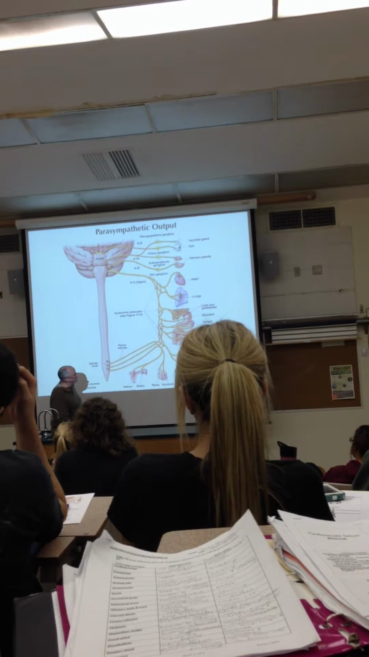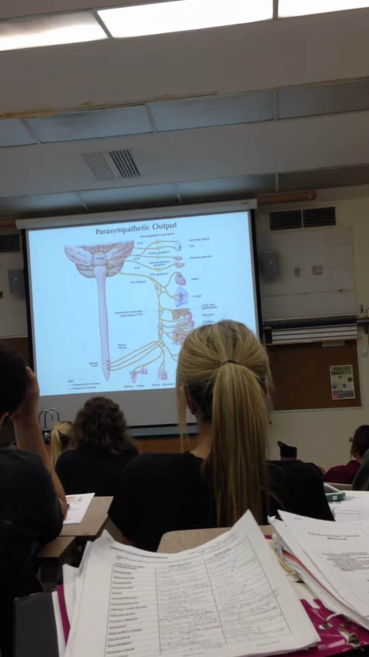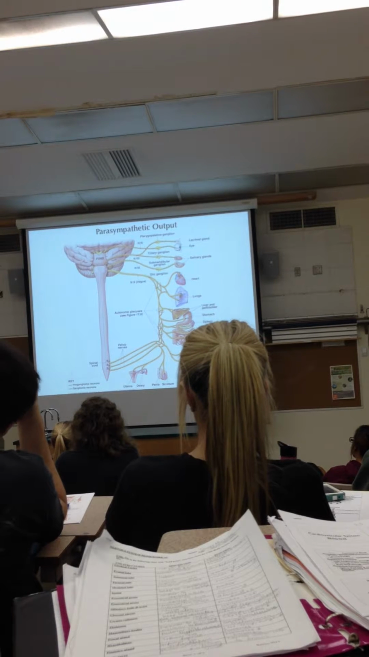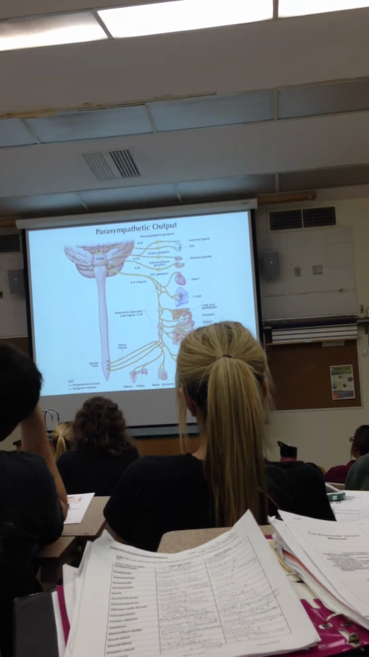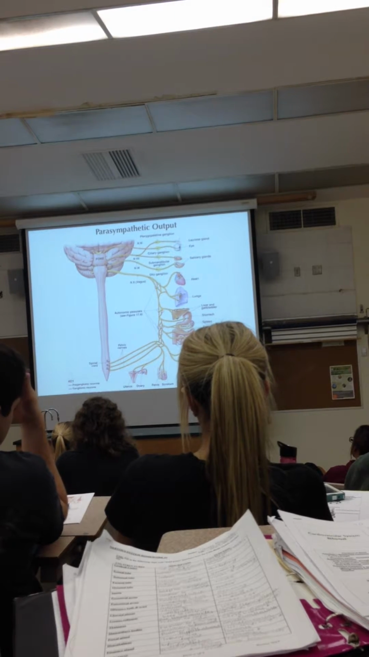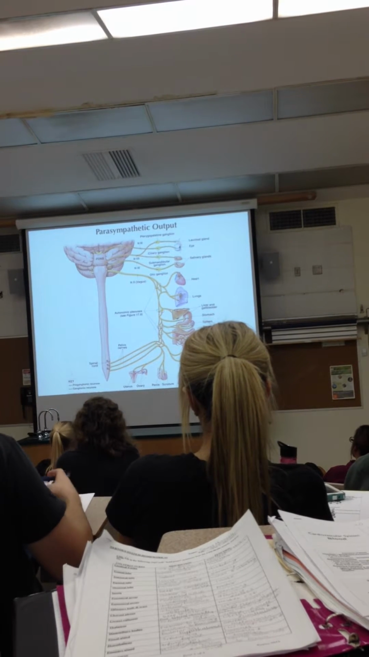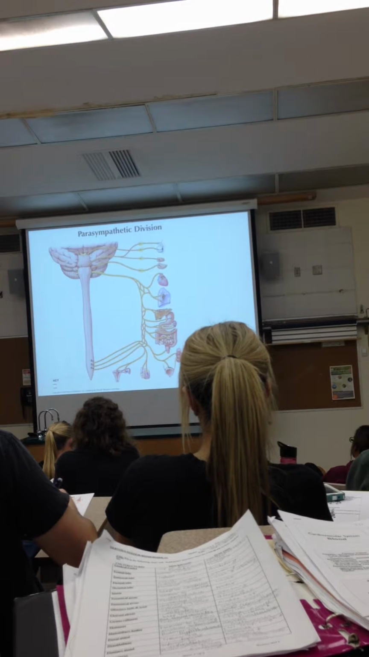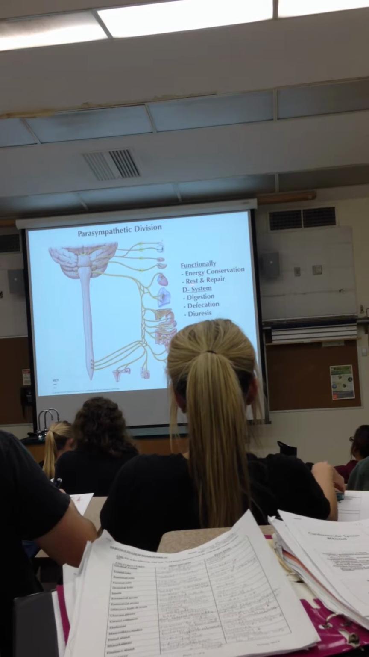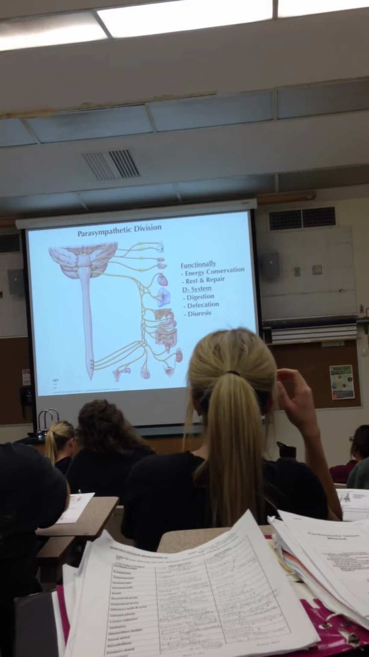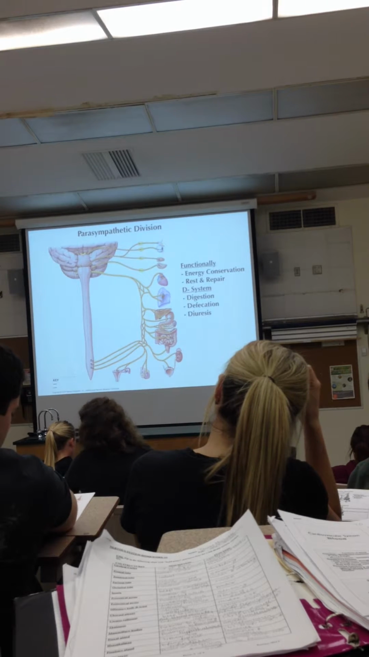S2, 3, and 4. So again, this is on both sides. We're just showing you one side. This is bilateral. And again, notice nothing's going to the adrenal medulla on the parasympathetic. So, energy conservation, rest and digestion, the 3 Ds: digestion, defecation, diuresis.